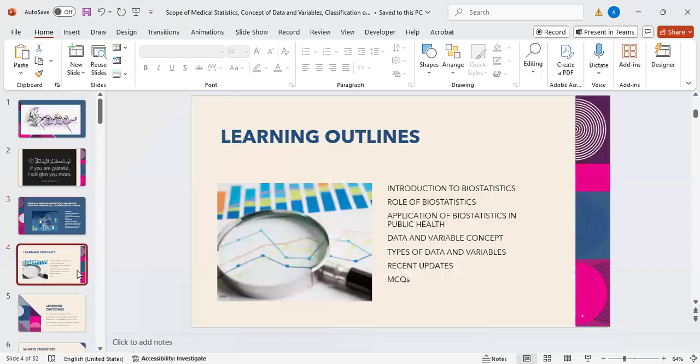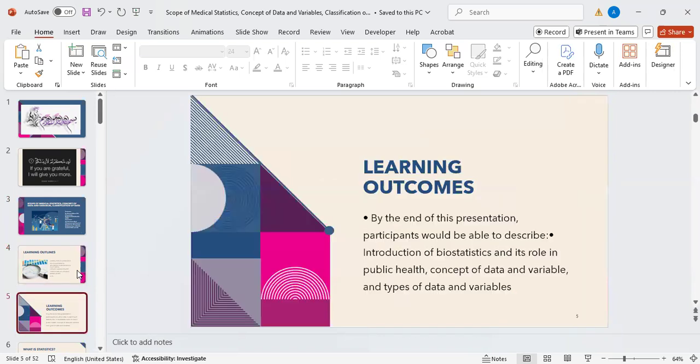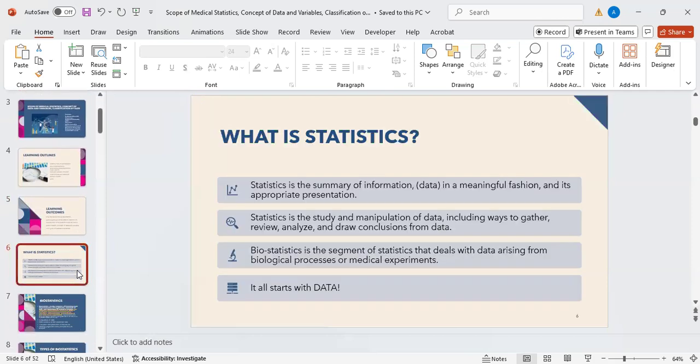Today my topic of presentation is scope of medical statistics, concept of data and variables, classification of data. Learning outlines: introduction to biostatistics, role of biostatistics, application of biostatistics in public health, data and variable concept, type of data and variable, recent updates, and MCQs. Learning outcomes: by the end of this presentation, participants would be able to describe the introduction of biostatistics and its role in public health, the concept of data and variable, and the types of data or variable.